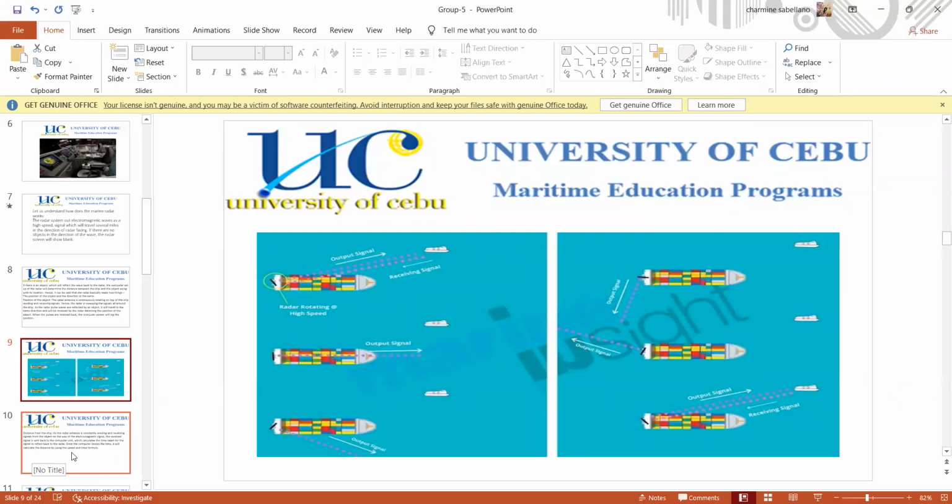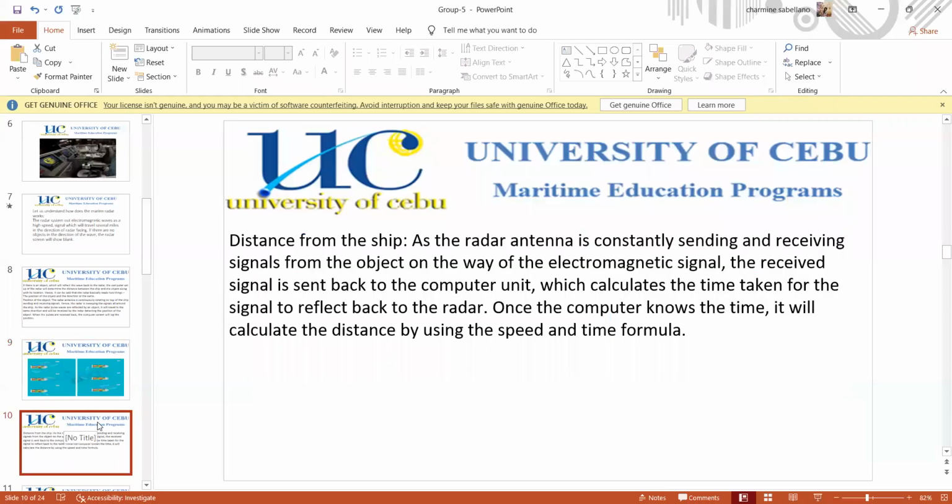So this is the illustration. Next slide. As you can see, the distance from the ship: the radar antenna is constantly sending and receiving signals from the object in the way of the electromagnetic signals. The received signal is sent back to the computer unit, which calculates the time taken for the signal to reflect back to the radar. Once the computer knows the time, it will calculate the distance by using the speed and time formula.